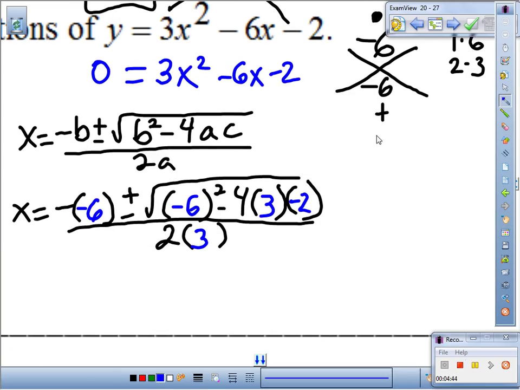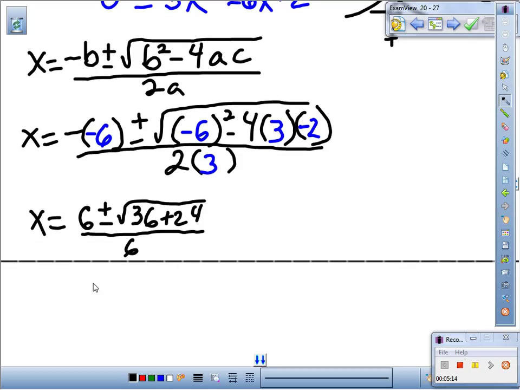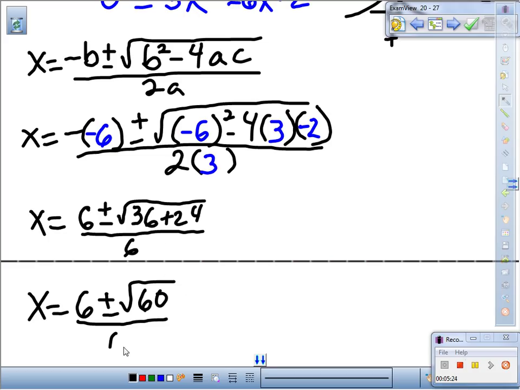All right, let's simplify. X equals, what is negative times negative 6? 6. Robert, you're doing this one along with us and everybody, yeah? Good. Square root, what is negative 6 squared? 36. Negative 4 times 3, that's negative 12, times negative 2, that's positive 24. And all that over 3 times 2, or 2 times 3, is 6. All right? Next, x equals 6 plus or minus square root of 60 over 6.